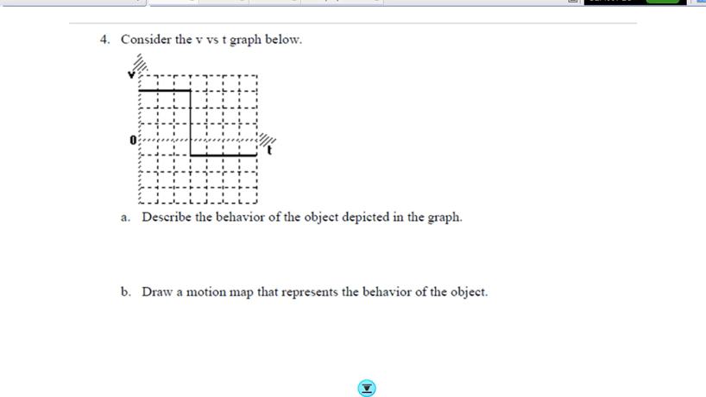Number 4, we want to describe the behavior of this object, which is on a qualitative velocity time graph. There's no numbers here, so we're just going to qualitatively describe what's going on. So this object is moving to the right with some positive velocity, and sometime later, if we took these to be seconds, this would be 1, 2, 3 seconds in, moves with a slower speed to the left.